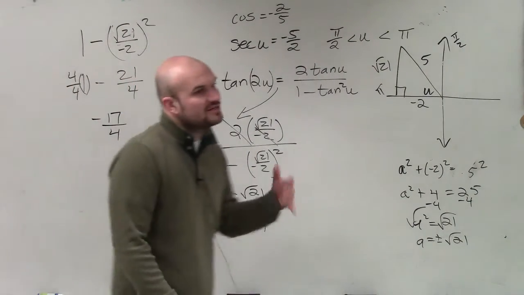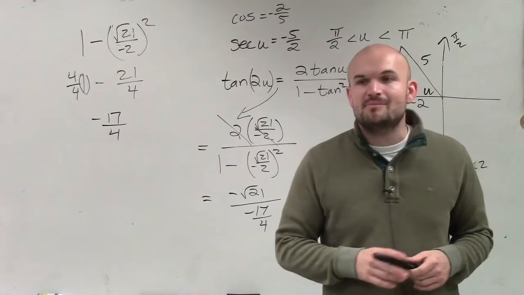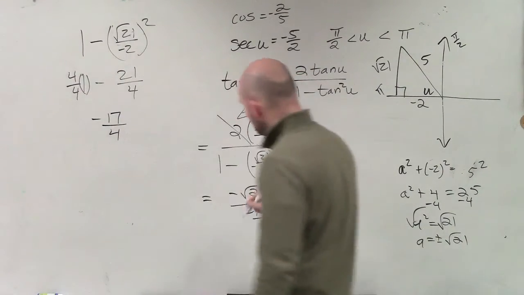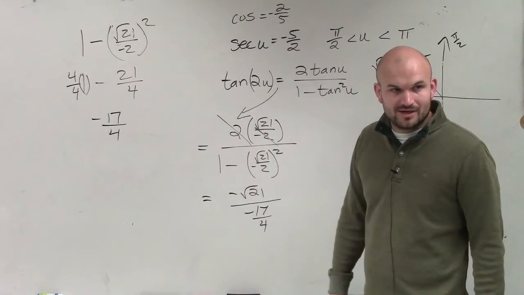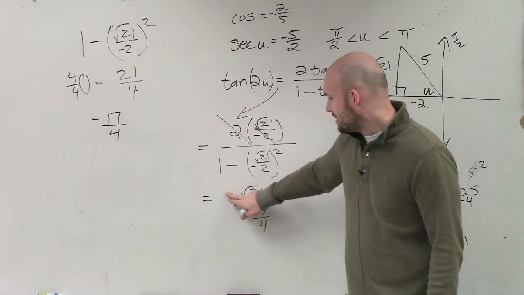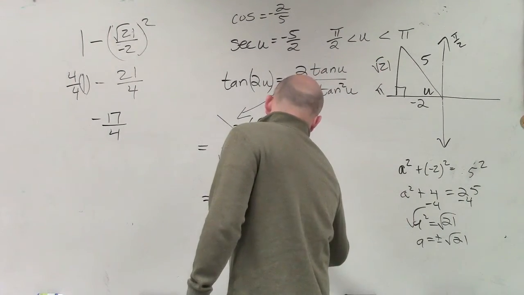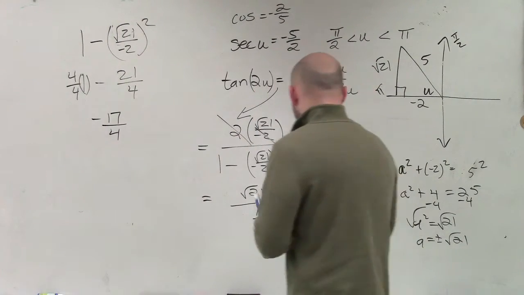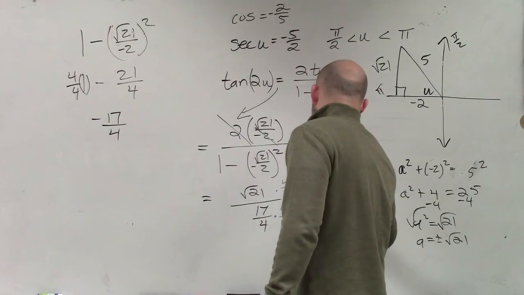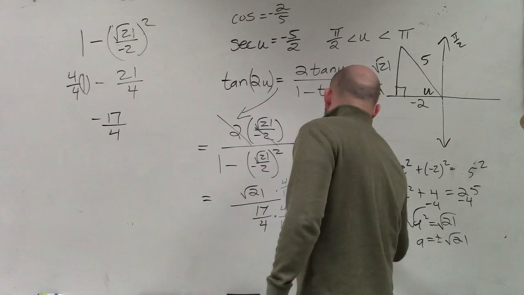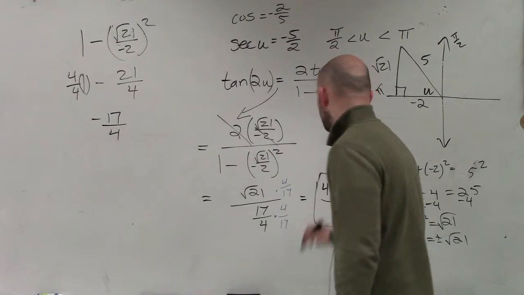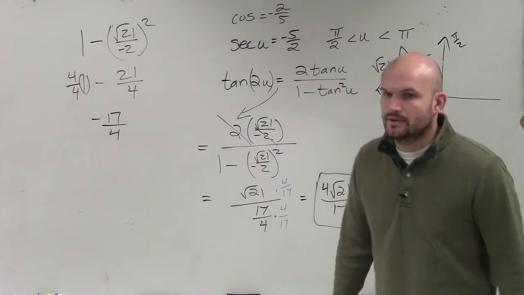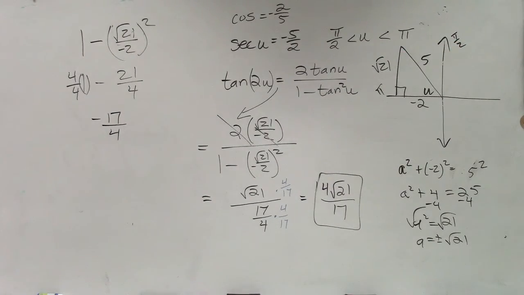Well, you can't have a number divided by a fraction, so then we always have to multiply by the reciprocal. Oh, and notice we have a negative divided by a negative, right? So now that goes to positive. And my final answer is going to be 4 square root of 21 over 17. And that's it. OK? Questions? Good?